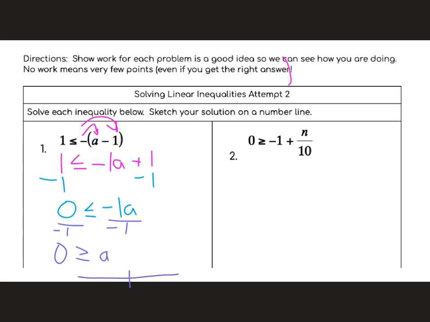So less than or equal to means 0 here, means we put a closed dot, and then less than means go to the side, the left side.